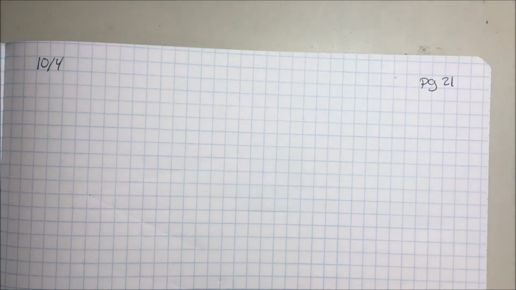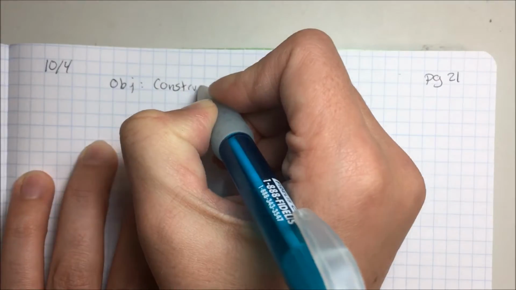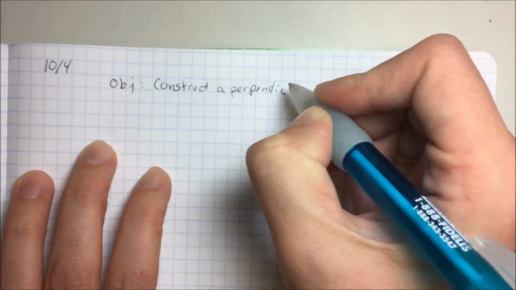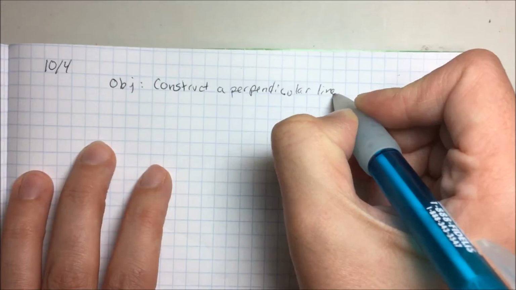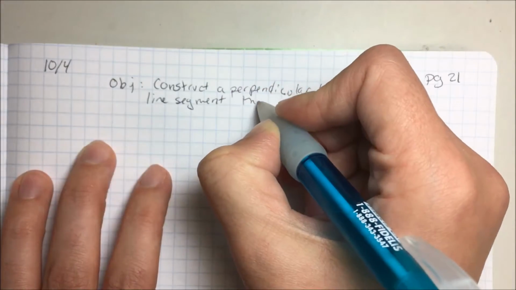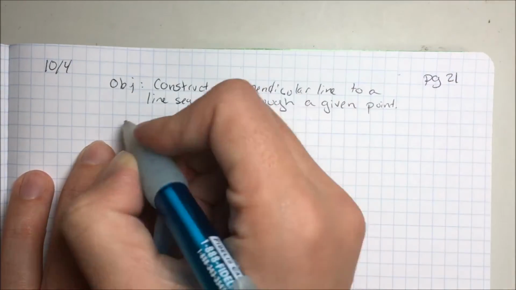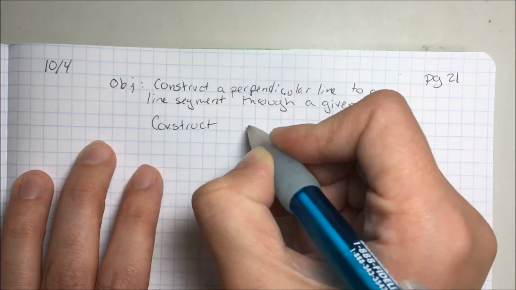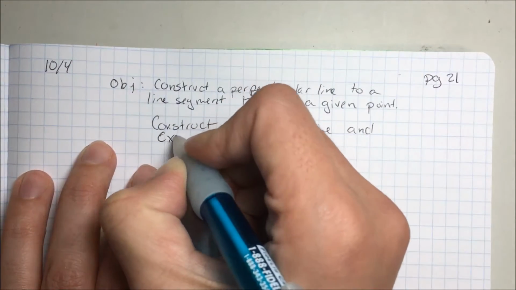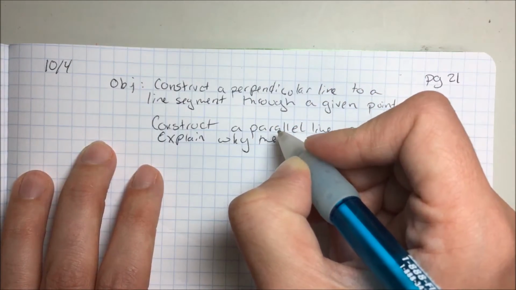Our objective for today is to construct a perpendicular line to a line segment through a given point, and to construct a parallel line and explain why the construction is true.